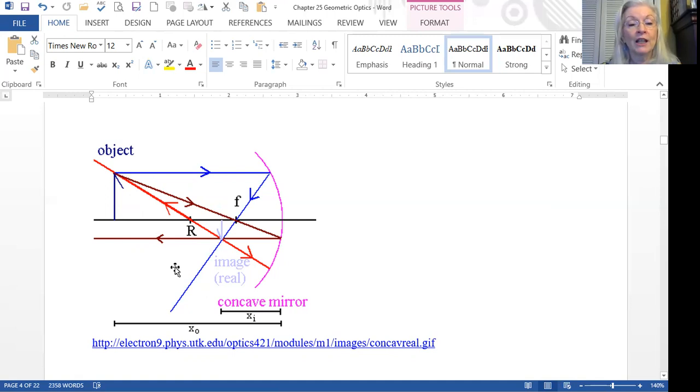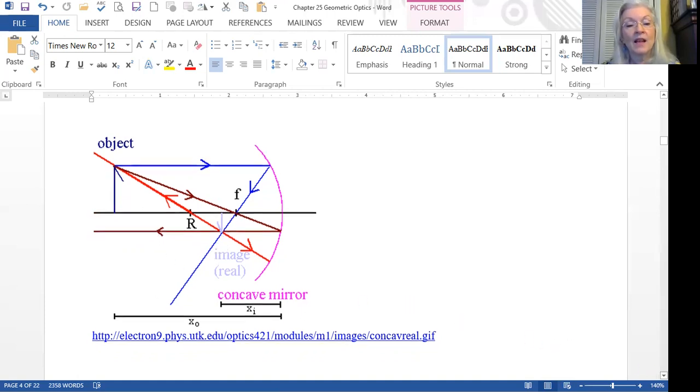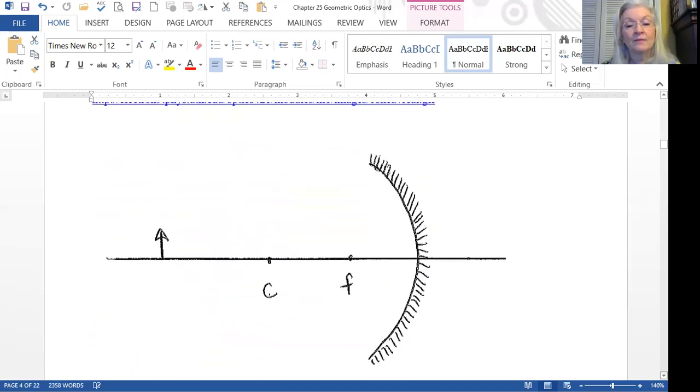It is inverted. It is real because these light rays really do cross there. And another thing we notice about it is it's reduced in size. If you look at this little arrow that we've drawn, it is much smaller than the object. So if our image is smaller than the object, it is reduced. So we know three things about this. It is reduced, it is inverted, and it is real. And again, we'll work on this in lab with drawings.